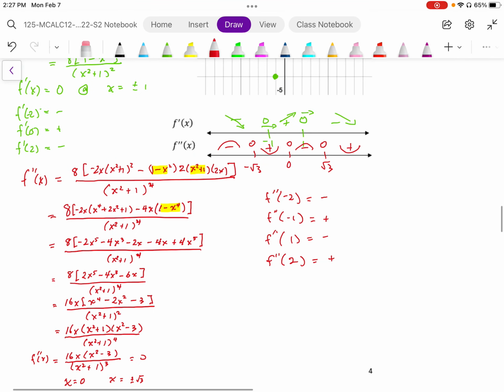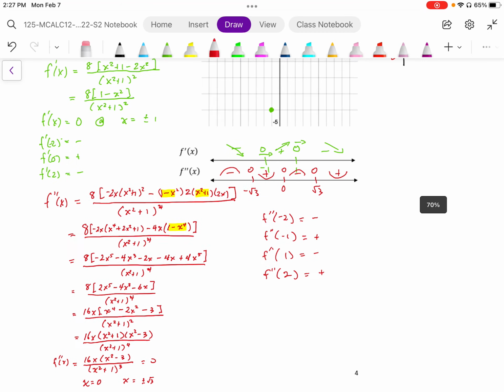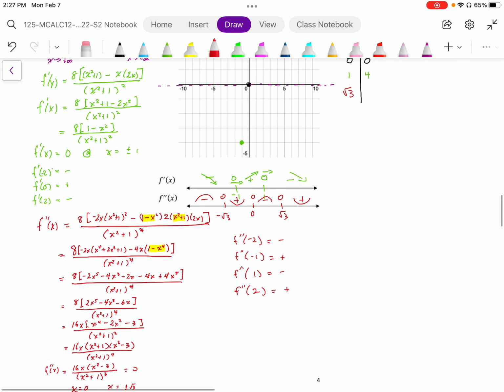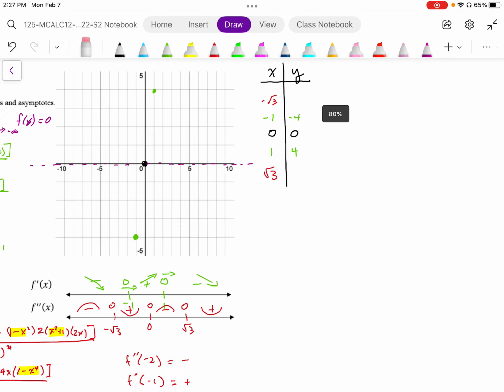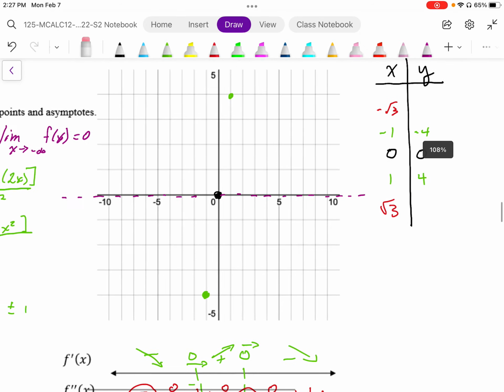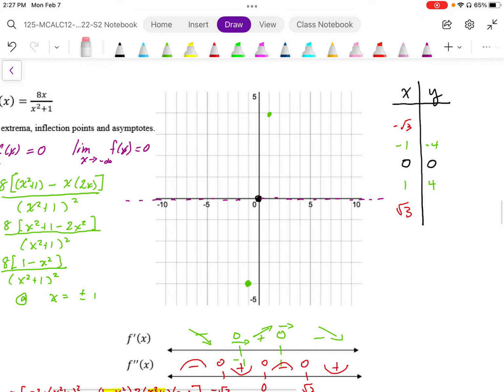Okay, and that kind of makes sense because this needs to be negative concavity because it looks like it's going to be curving towards that asymptote like that from the bottom, and same from the top. Okay, so I want to plug in a couple points here. Root 3, when I plug in root 3, in the denominator I get 4. I get 8 root 3 divided by 4, so I end up with 2 root 3. Okay, so that's going to be negative 2 root 3.